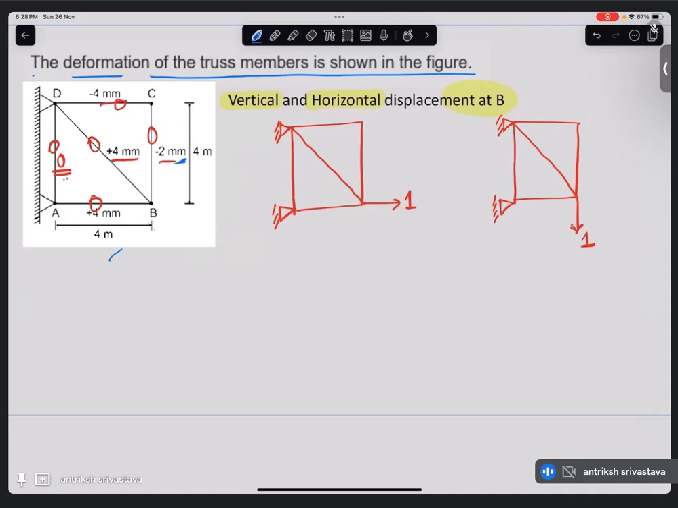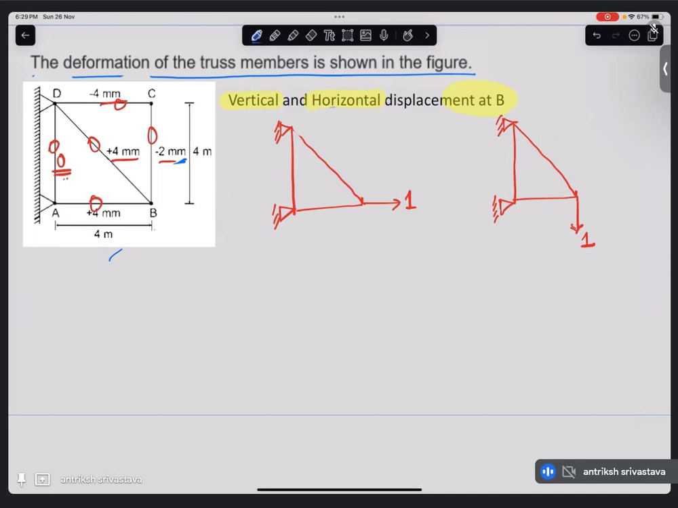All right, I hope you paused the video and tried to look at this. Now, using our concept that if two members are meeting at a joint where there is no external load and they are not collinear, then the forces in these two members are going to be zero. Do we have any such condition here? We definitely have. As soon as you realize that, this question becomes a piece of cake.